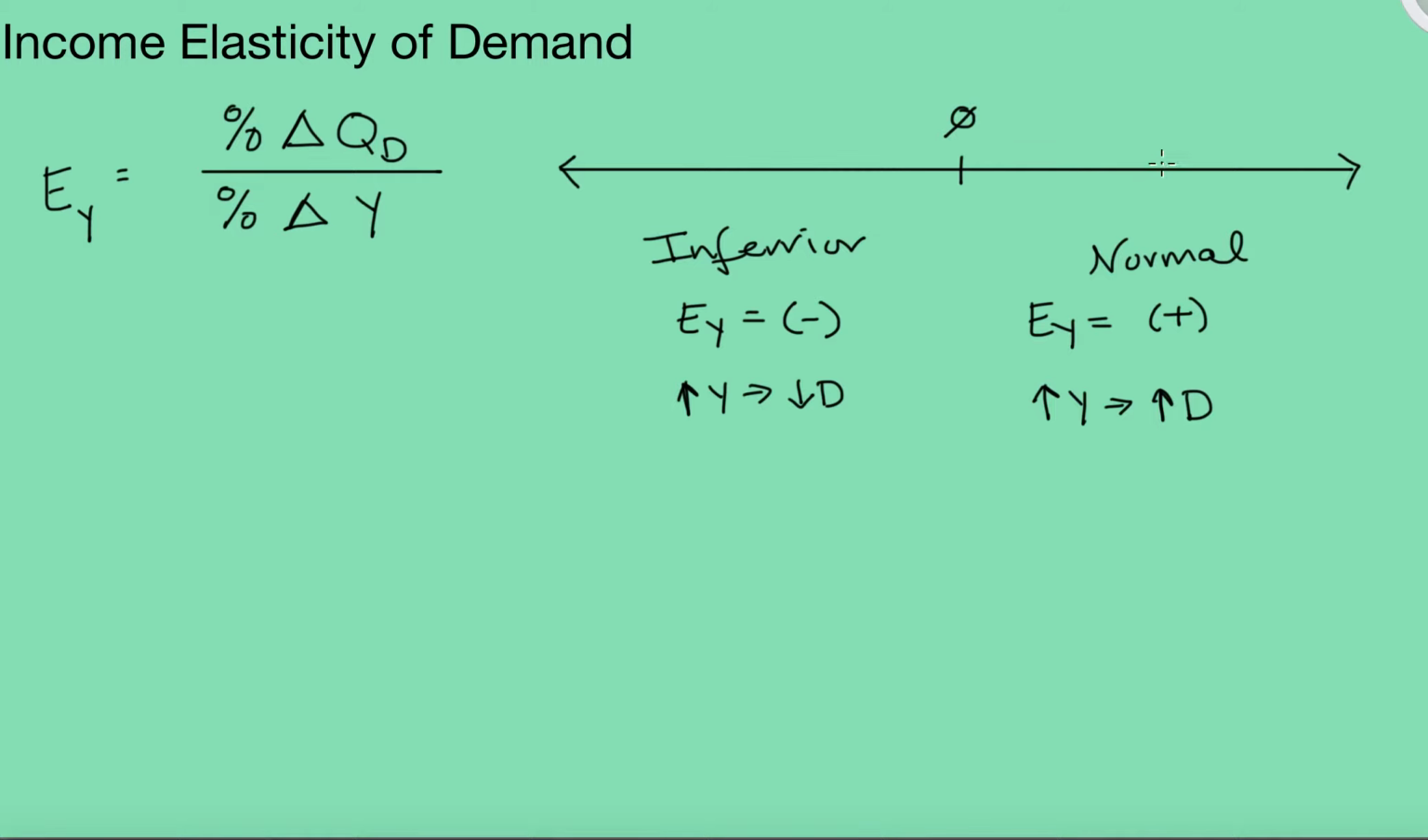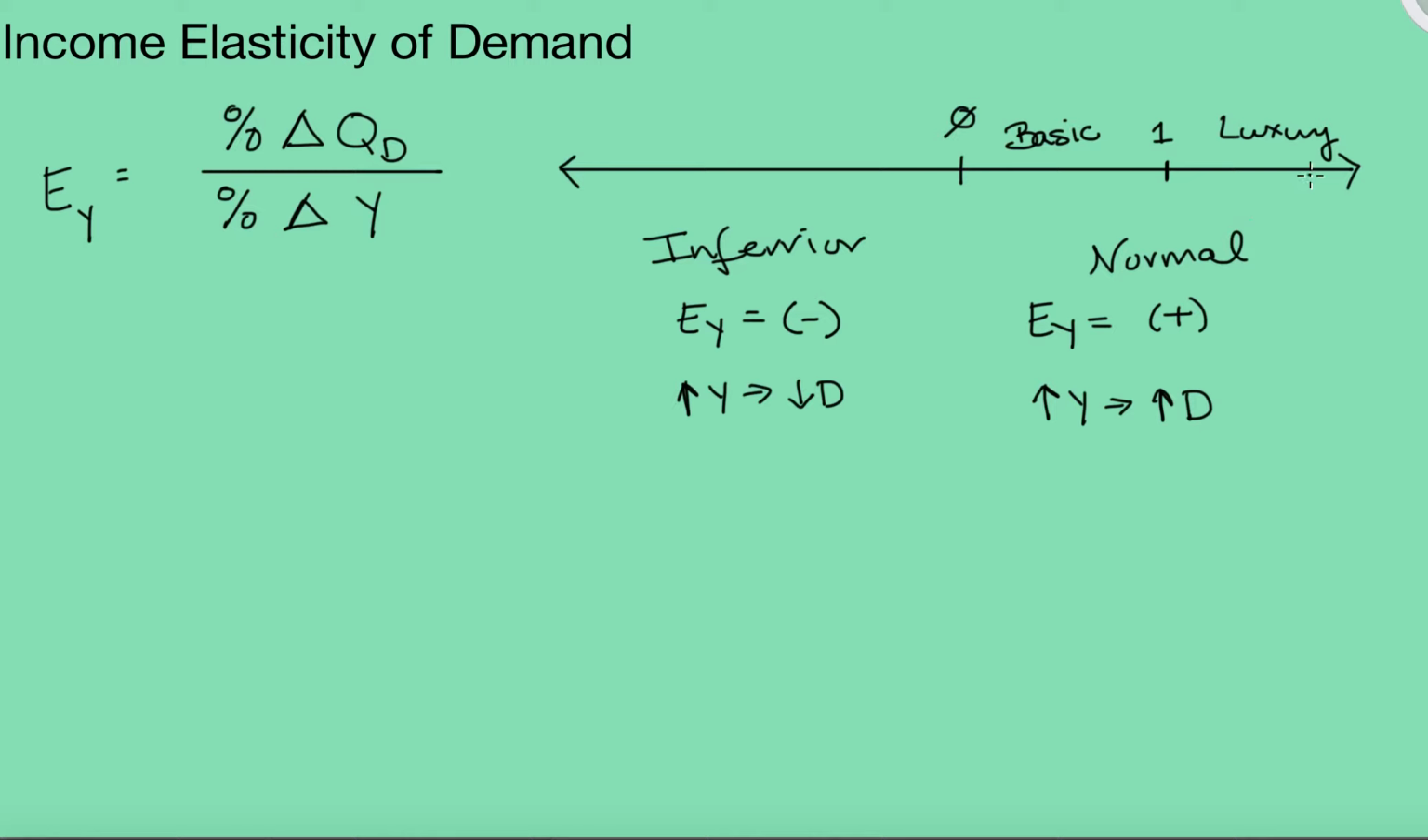So within the normal category, we're also going to say that the number 1 divides normal goods into two different sections. If an income elasticity is greater than 0 but less than 1, so it's somewhere in this area over here, this is going to be our basic goods. So it's a normal good, however, it's what we call a basic good. If your income goes up by 10%, you're going to buy a little bit less than 10% more of this good or service. Over here, these are going to be our luxuries.